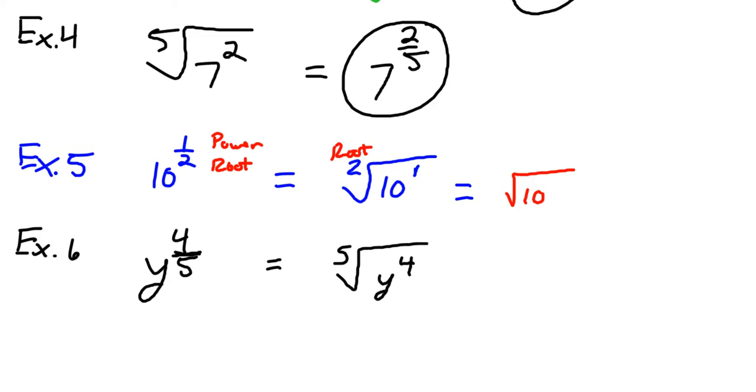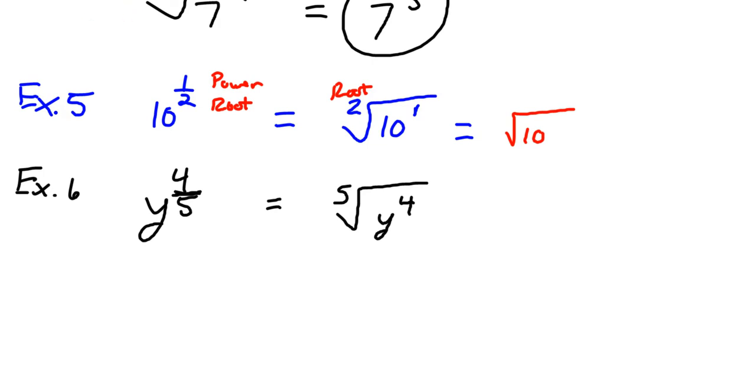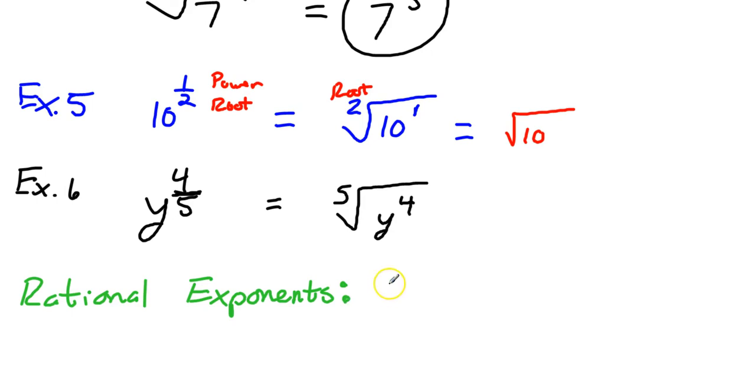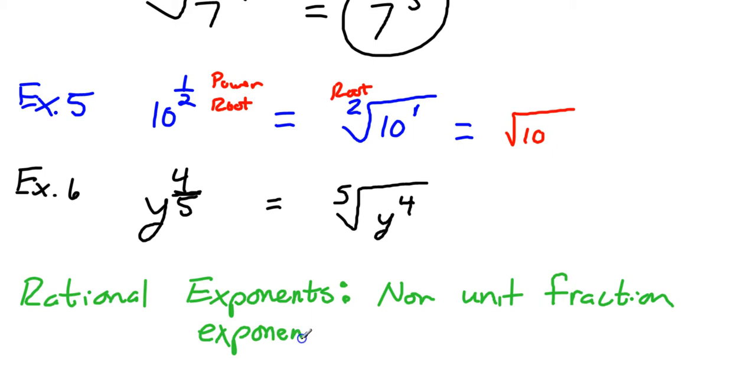Okay, and then the only other thing they give to you in section 2 is rational exponents. And this is non-unit fraction exponent with a whole number base. That's a lot. That's a mouthful. Non-unit fraction exponent with a whole number base.